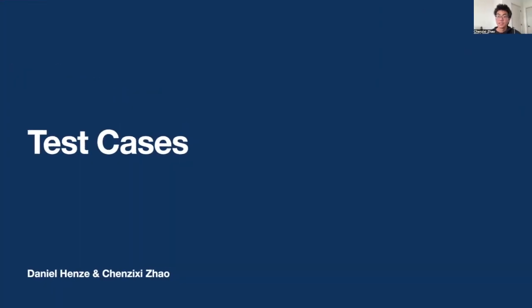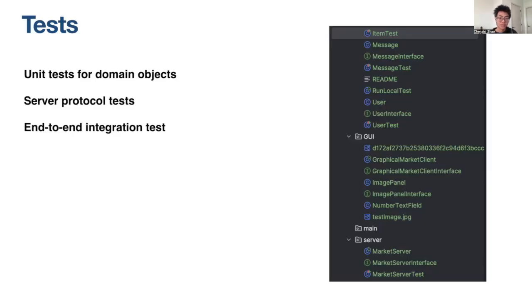Thank you. Hi, this is Chenzixi Zhao, and in this video, I talk about the test cases and the frequently asked questions. Our tests include three main parts. Unit tests for domain objects. This includes the item test, message test, and user test. They just verify the basic functionalities, such as the getters, users, and the serializations.